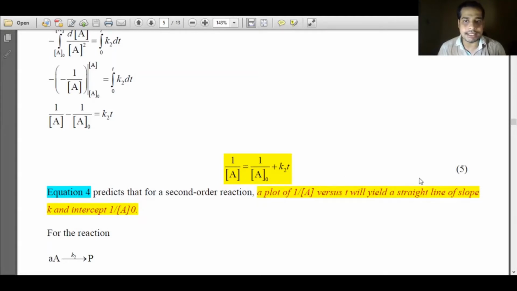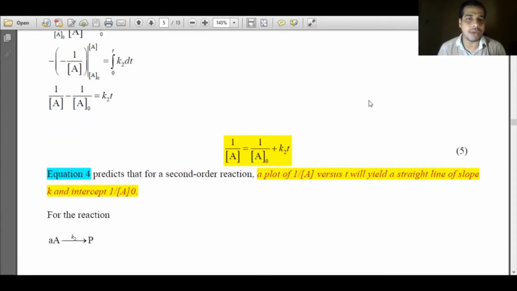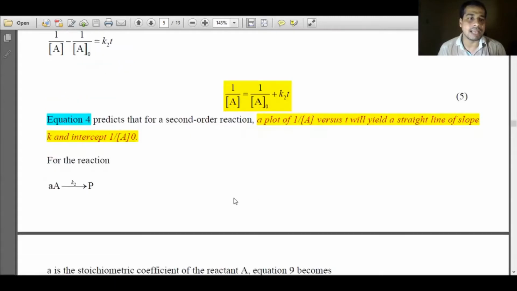Now this is a form of straight line equation, y is equal to mx plus c. So if I draw a plot by taking 1 over A on my y-axis and time on my x-axis, I'll get a positive slope, and that slope value will be K2 and the intercept value will be 1 over A0. This is important. In case of first order reaction, we get a negative slope, minus K1, but here we get a positive slope, with y-axis 1 over A and x-axis time t.